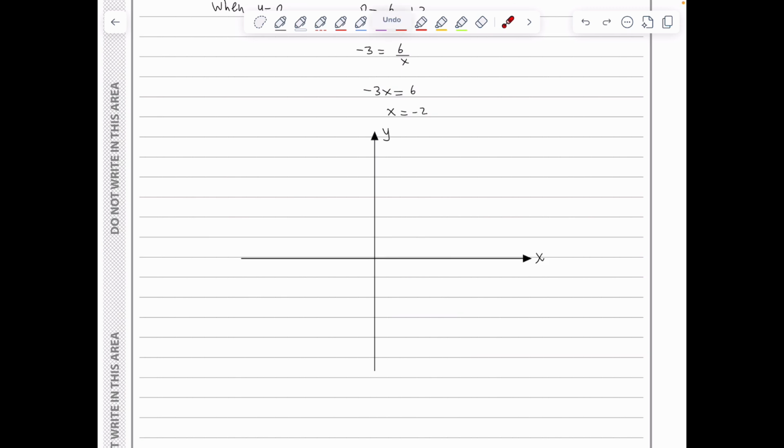So we've got the axes, we've got the vertical asymptote with equation x = 0, which is the y-axis. We've got the horizontal asymptote with equation y = 3, and the graph looks something like this, cutting the x-axis at -2.